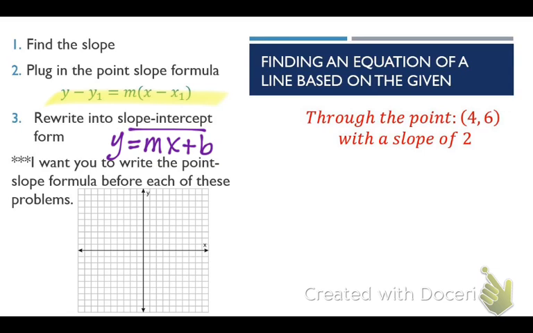All right, so step 1 is to find the slope. Is that going to be difficult in this problem? No, why not? It says the slope. So what is the slope? 2. So we've done step 1. The slope is 2.